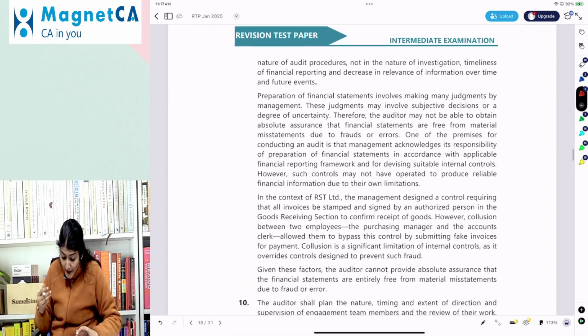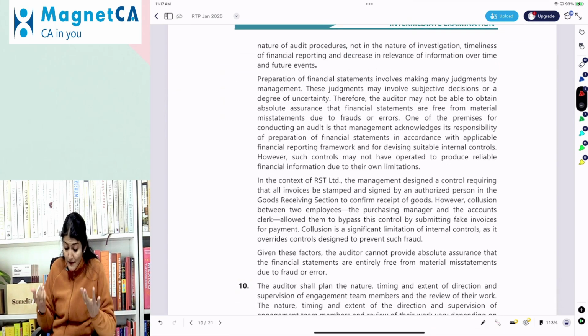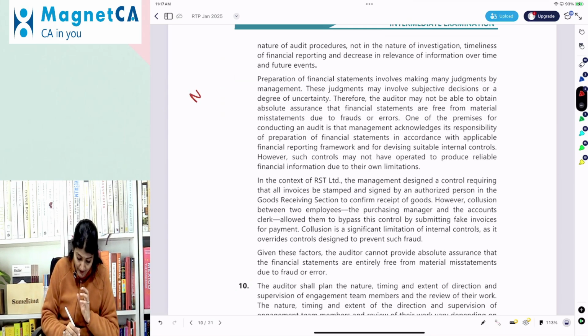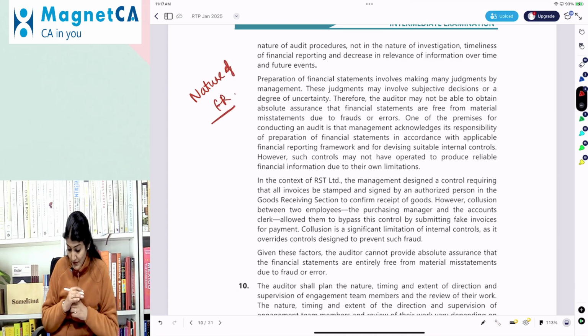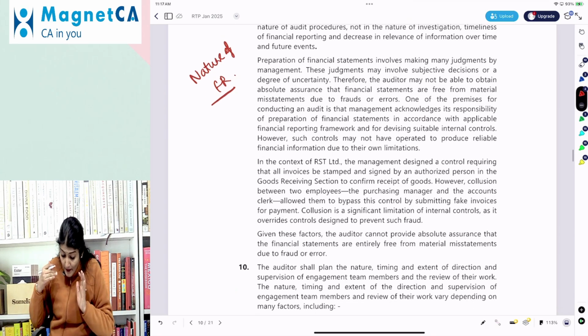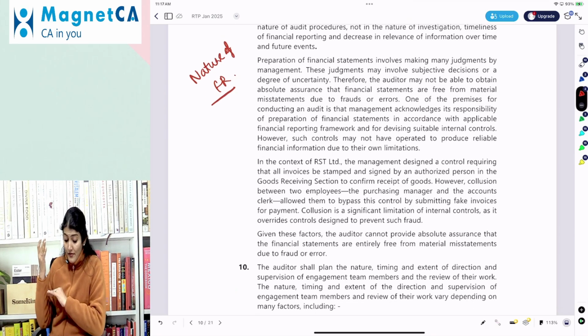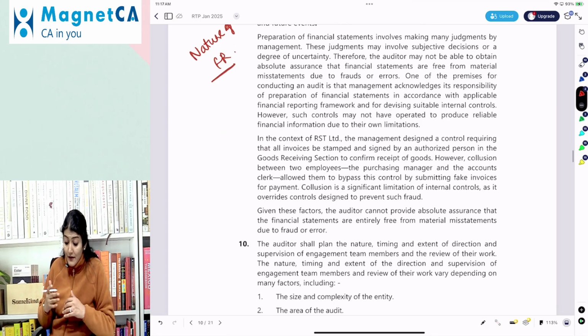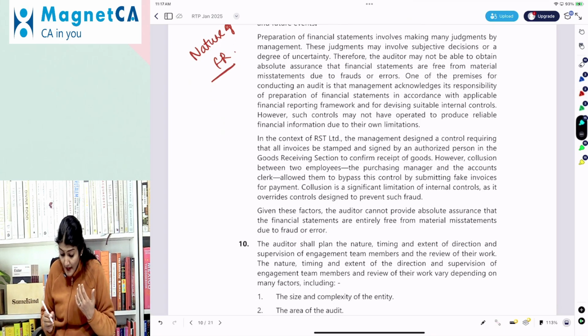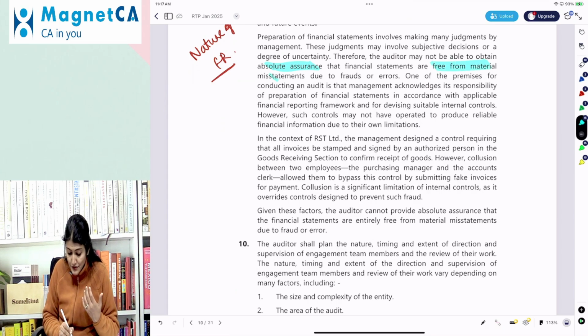Okay. Right. Preparation of financial statements involves making judgment by the management, right? So that's nature of financial reporting. Right? That comes under the nature of the financial reporting. These judgments may involve subjective decisions or a degree of uncertainty. Therefore, the auditor may not be able to obtain the absolute assurance that financial statements are free from material misstatement.